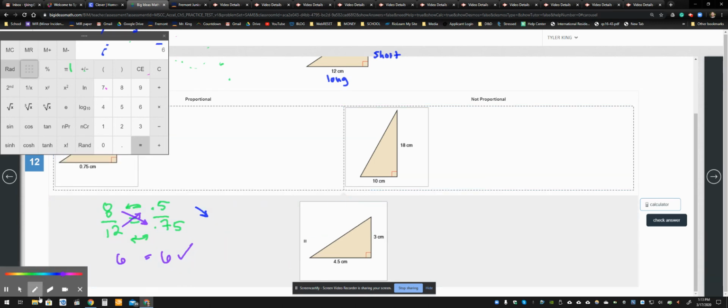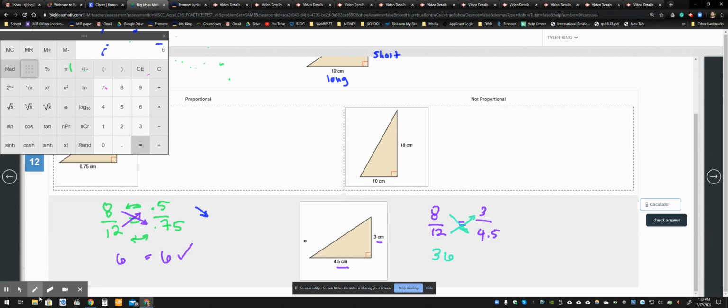Okay, then looking at this next one, we're going to start again with 8 over 12, the short side over the long side here. We see that this is the short side, this is the long side. So we're going to end up with 3 over 4.5. Again, there's a lot of different ways that we can check to see whether or not this is proportional. I'm just going to go with what seems the quickest to me. So I'm going to just check. 12 times 3 is going to give me 36. I'm doing 8 times 4.5.